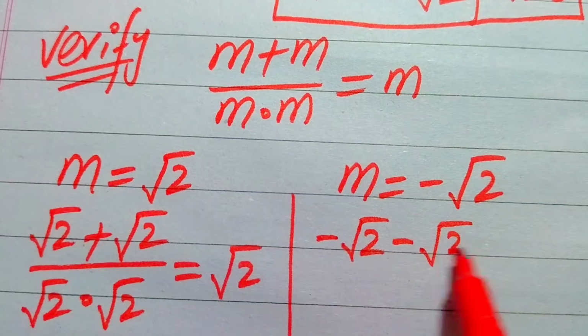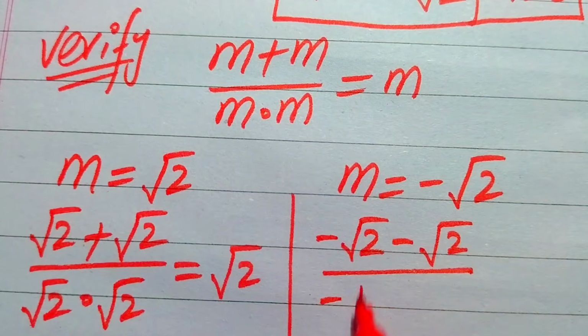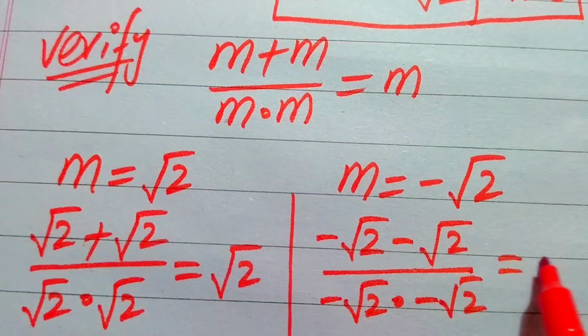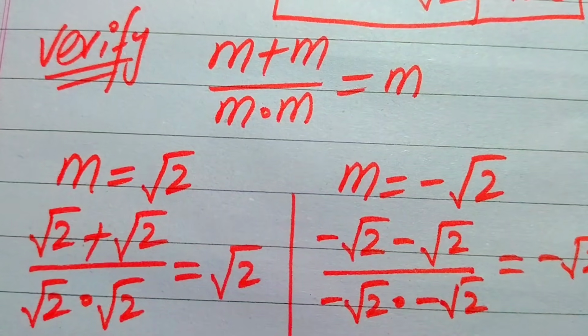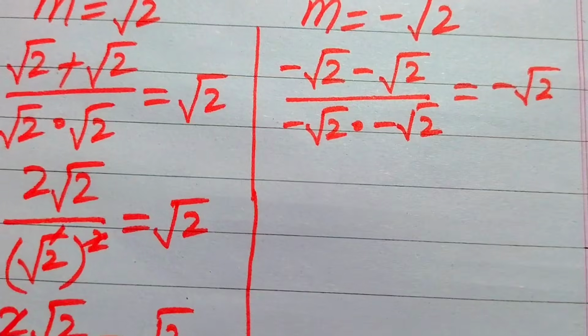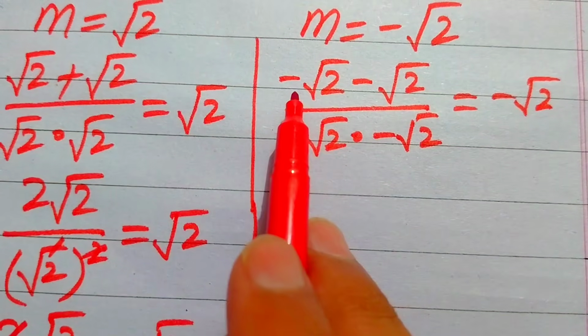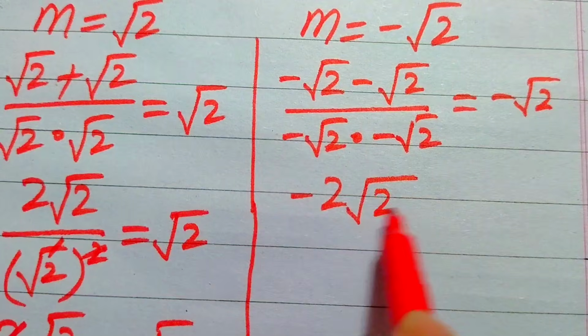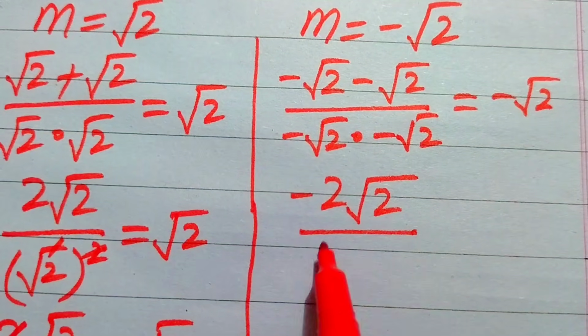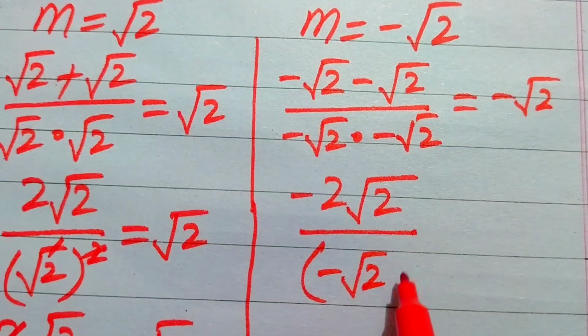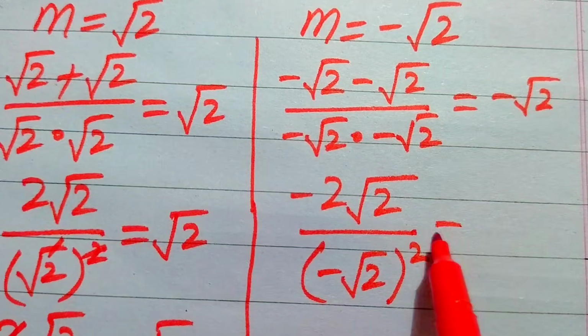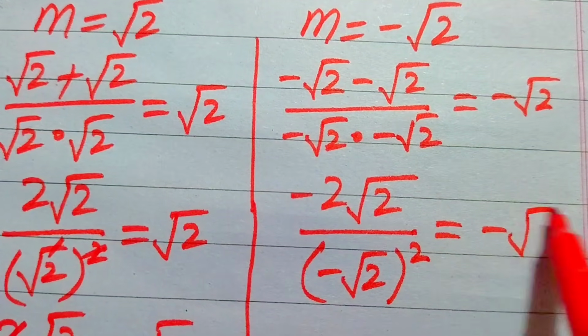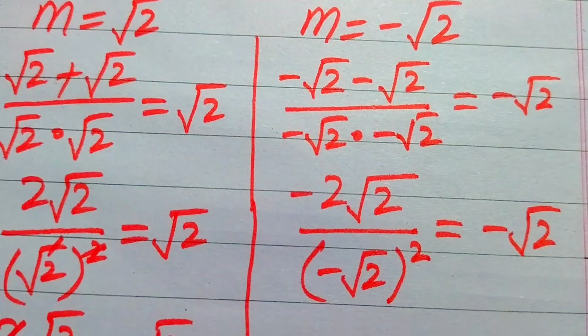minus square root of 2 minus square root of 2 divided by minus square root of 2 multiplied by minus square root of 2 is equal to minus square root of 2. So here we need more simplification, and you see that minus square root of 2 minus square root of 2 becomes minus 2 times square root of 2, and in the same pattern we get here minus square root of 2 and its whole square, and this is equal to minus square root of 2.